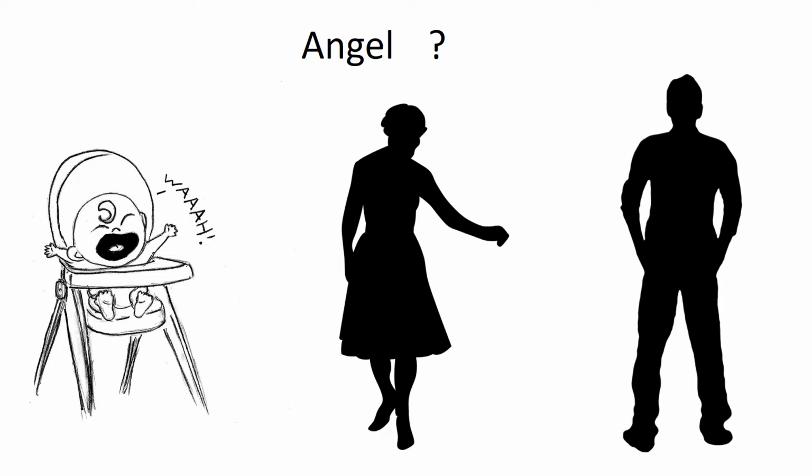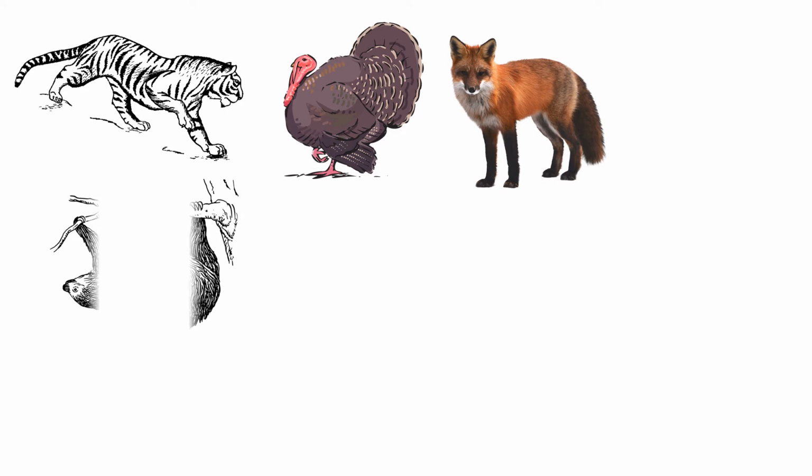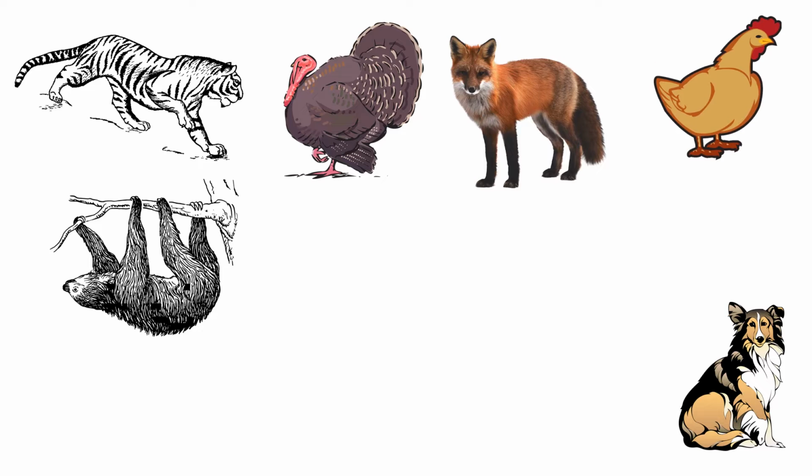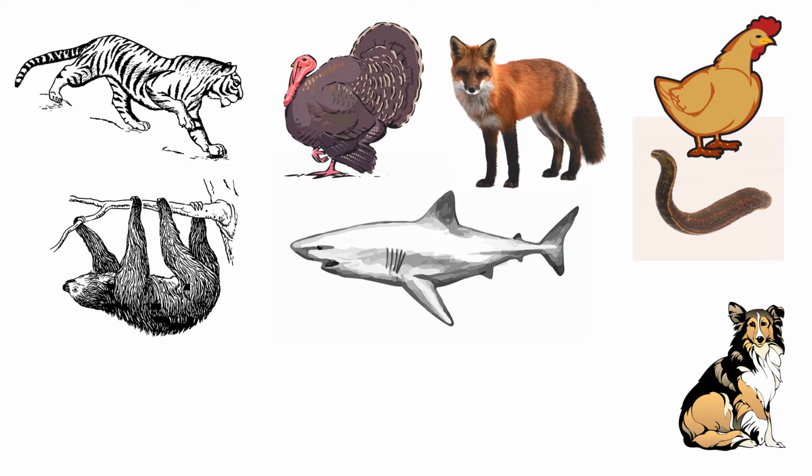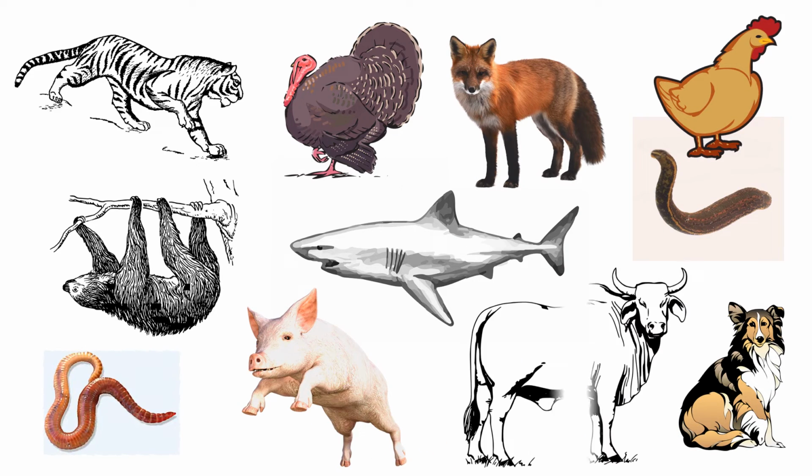Angel is not the only term we use to designate and describe other people in this way. Quite frequently, animals, birds, and other creatures fill the same function. We can say someone is a fox, a tiger, a turkey, a sloth, a dog, a chicken, a shark, a leech, a pig, a worm, an ox, or any number of other things. When we use these terms to refer to people, we usually do not mean that they share all the features of a typical member of these species.